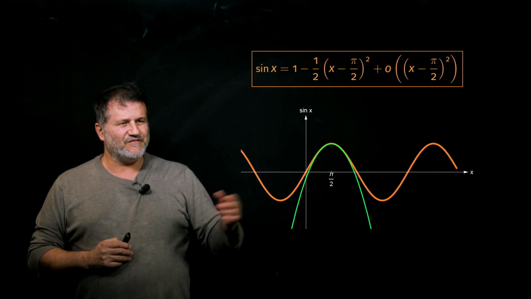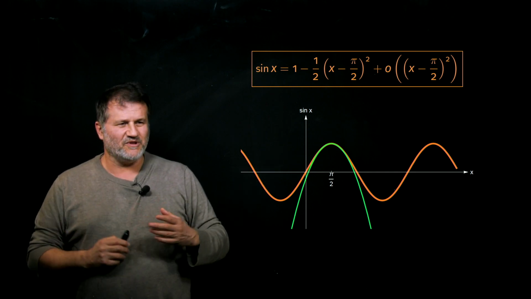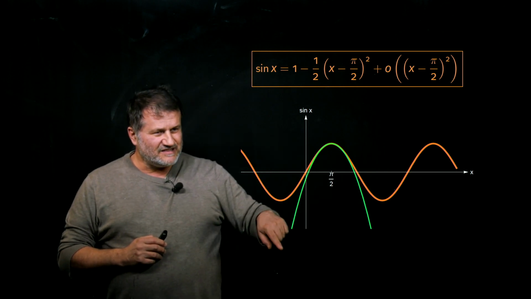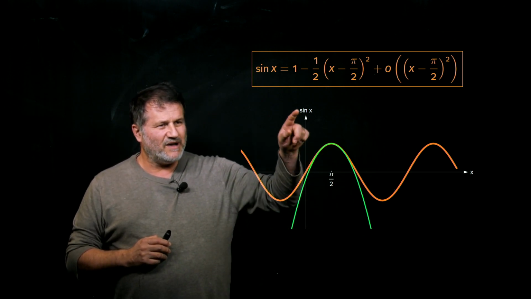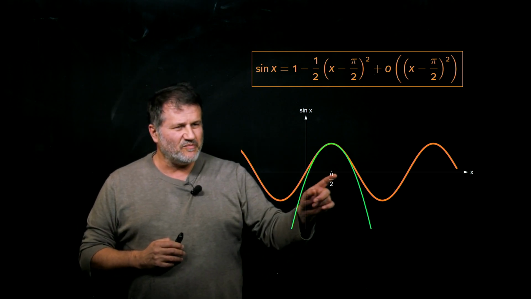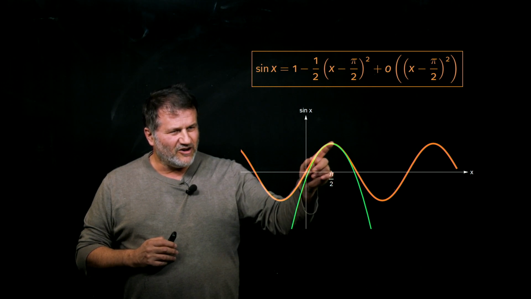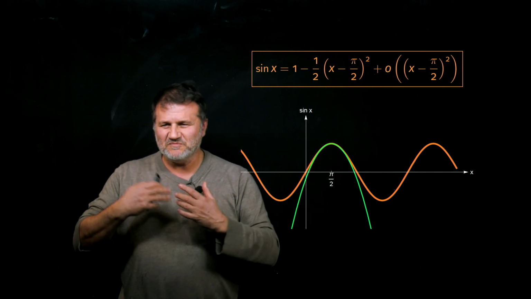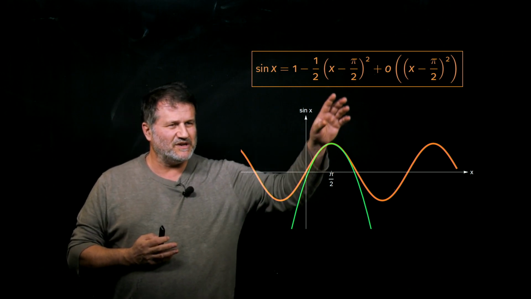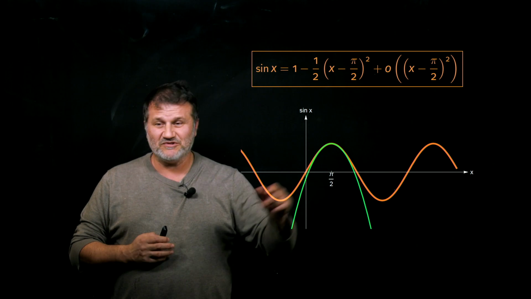Here you can see the graphical representation of this formula. We have sine, which is the orange line here, and the green line, which is the parabola, 1 minus 1/2 (x minus pi half) squared. As you can see, around point pi half, the parabola overlaps the sine. So this means that the two functions are more or less the same, so we could use the polynomial to compute sine in a neighborhood of pi half. At this point, it's natural to ask if it's possible to further improve the approximation.